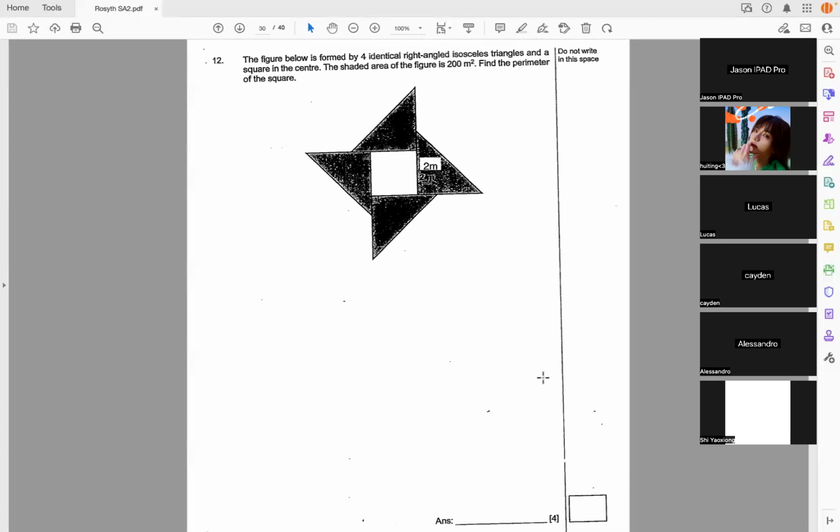The figure below is formed by 4 identical right-angled isosceles triangles and a square in the center. Okay, if your paper is not clear, the 2 meters we are talking about is here. This is the 2 meters.